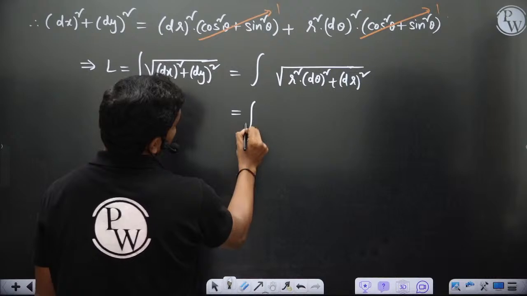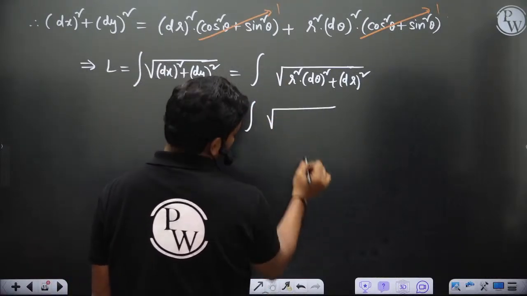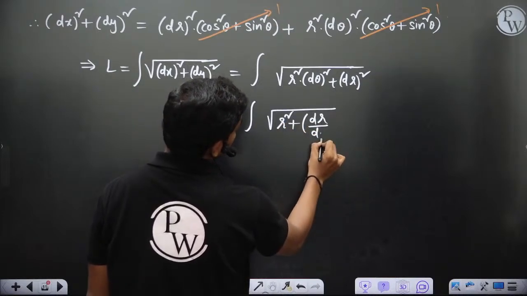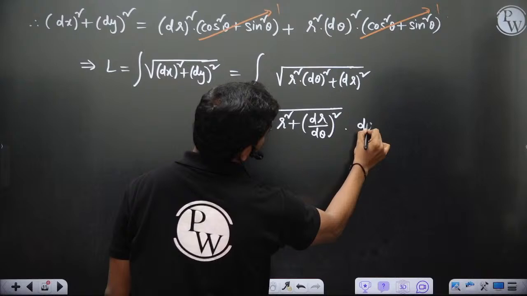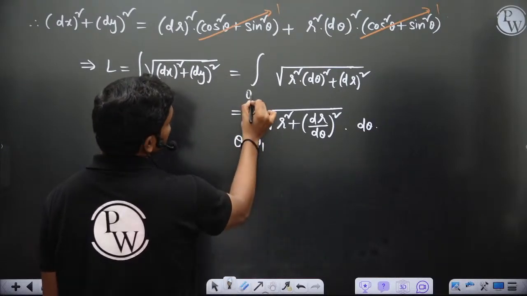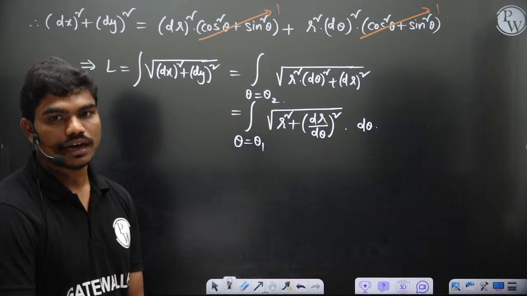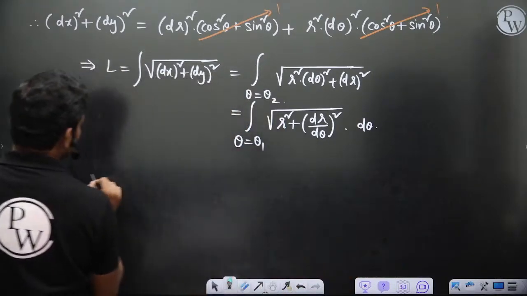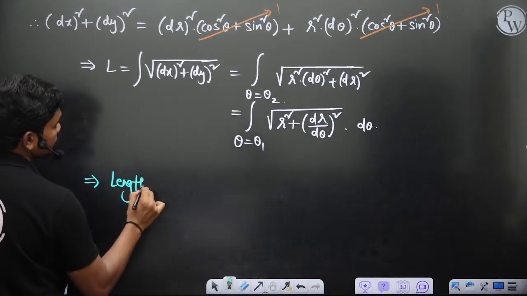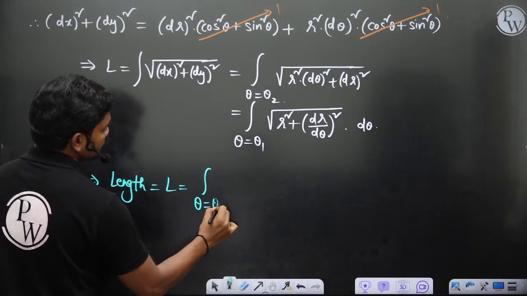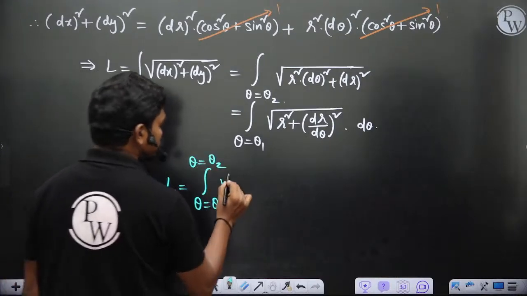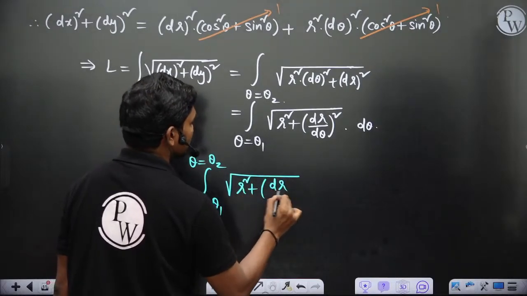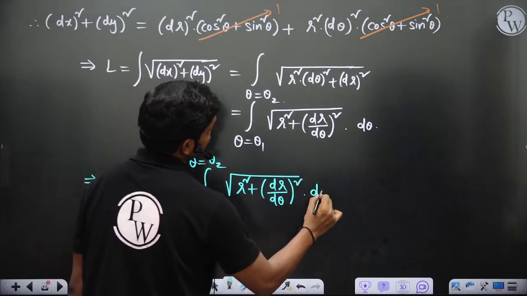Now if you simplify this, if you take d theta common, you will get the square root of r square plus dr by d theta whole square times d theta. So ultimately the limits are from theta 1 to theta 2. So this is in polar coordinates, basically how you calculate the length of the curve. Okay, so it's clear. So therefore length L is equal to the integral from theta equal to theta 1 to theta equal to theta 2 of the square root of r square plus dr by d theta whole square d theta, of course.